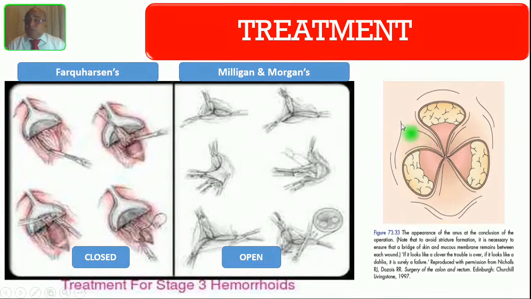So ultimately, you have to leave a skin bridge in between these raw areas. If it looks like a clover, the problem is over. This is what they are saying. If it looks like a dahlia, it is surely a failure. So what will happen if you are not leaving this skin bridge in between these raw areas? Ultimately the patient will go for anal stenosis. So you have to leave these skin bridges. That is very important in this open method of hemorrhoidectomy.